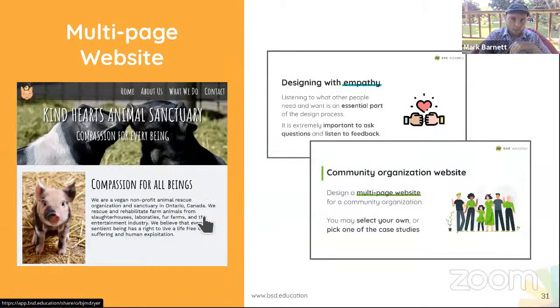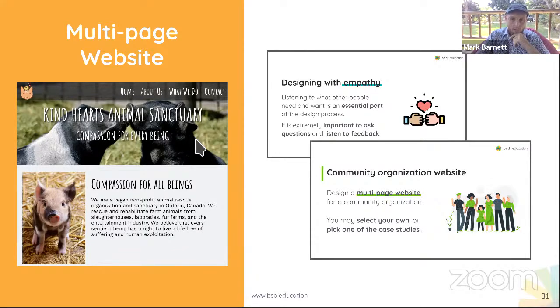The next example is a multi-page website. So this would kind of be the next step. After students have learned a little bit of HTML, CSS, and JavaScript, they can make more complex pages. And so this is a page that students would design for a potential community organization. The example community organization in the project is the Kind Hearts Animal Sanctuary.